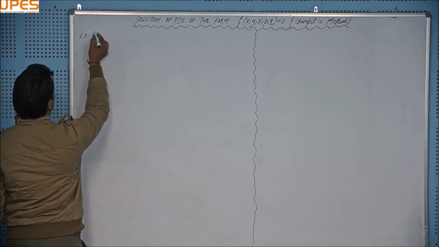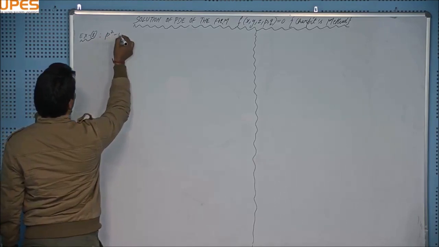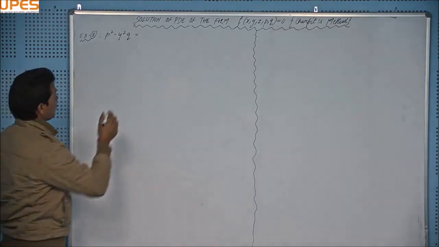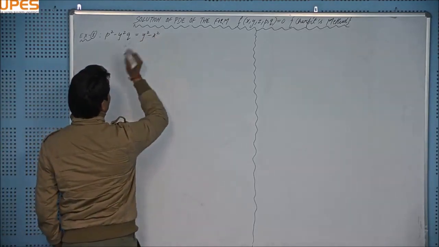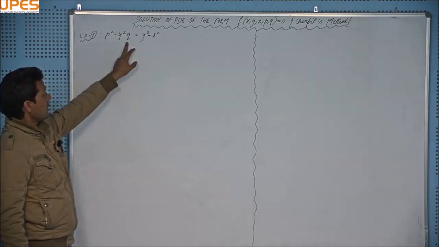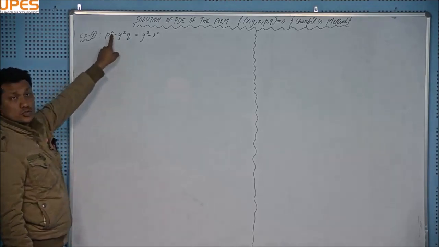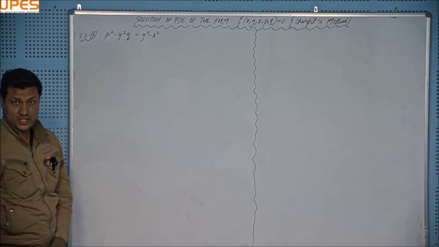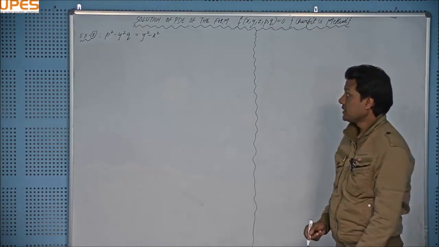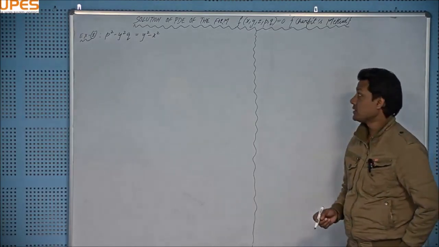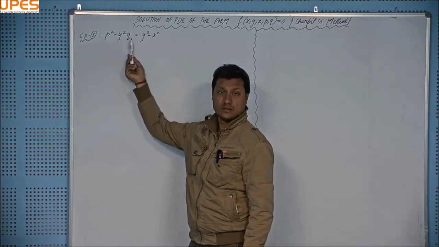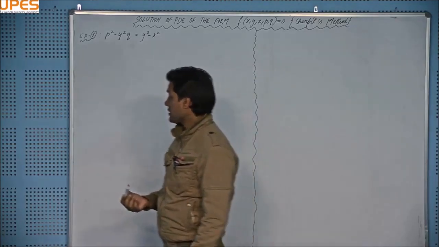Taking my first example, example number 1: let me take p square minus y square q is equal to y square minus x square. You can see that we have p and q present in this equation, and moreover p has power 2. So it is a first order PDE, but not of first degree, and that's why Charpit's method comes into play. Charpit's method can always be used when there are derivatives like small p and small q, whatever their power.